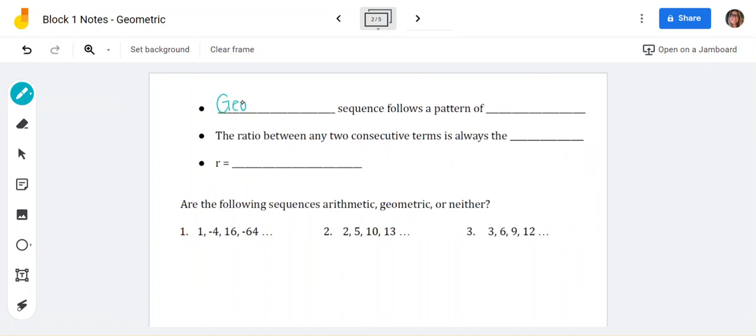A geometric sequence follows a pattern of multiplication. The ratio between any two consecutive terms is always the same, and r stands for our common ratio.